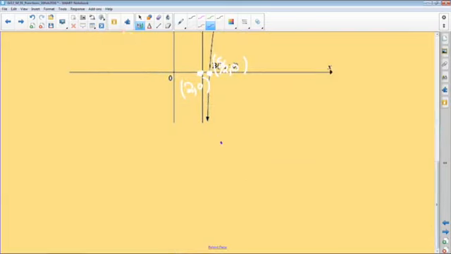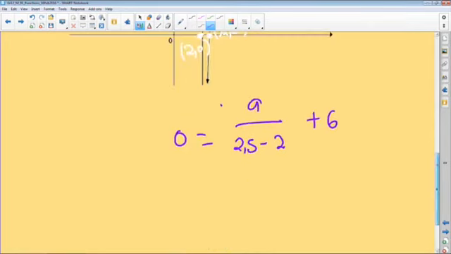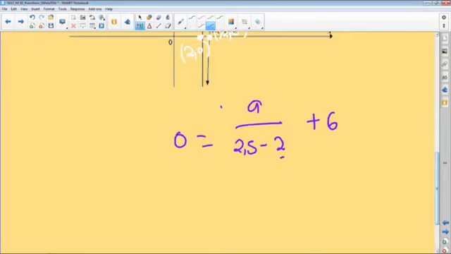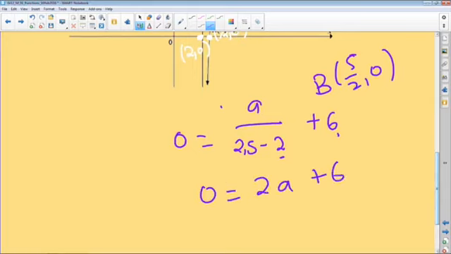We have the x-intercept, so we can substitute that in for x and y and solve for a. If we do that quickly, I'm going to get 0 is equal to a over (2.5 minus 2), plus 6, where 2.5 is the same as 5 over 2. All I've done there is take my defining equation, put in my value for p, put in my value for q, and then substitute the point B in order to solve for a. Going through this equation very quickly, it's going to give me 0 is 2a plus 6, so you can simplify that, and you get negative 2a is equal to 6, so a is equal to negative 3.